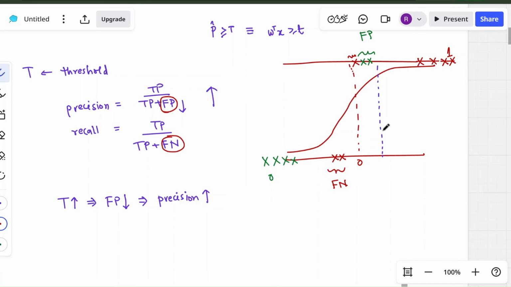But when you increase the threshold, what happens to this? This becomes negative, or this becomes predicted 0. So this will be a false negative. So the false negative has a tendency to increase when you increase the threshold, which means the recall will decrease. So when the threshold increases, the false negatives have a tendency to increase, and therefore the recall decreases. This is the relation between the threshold and the precision and recall.